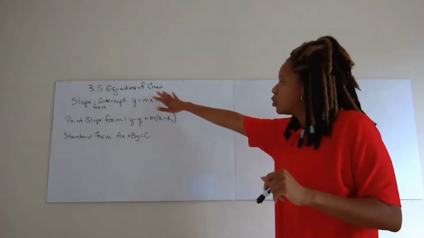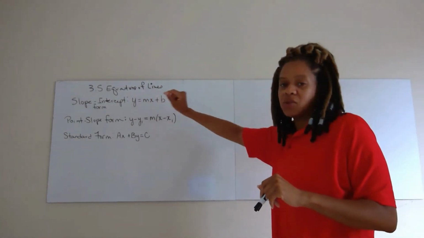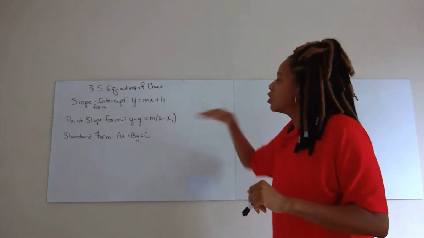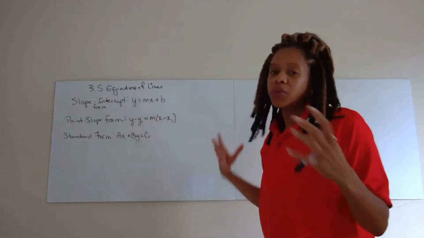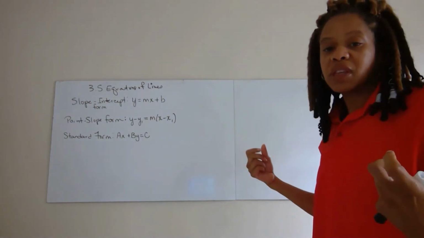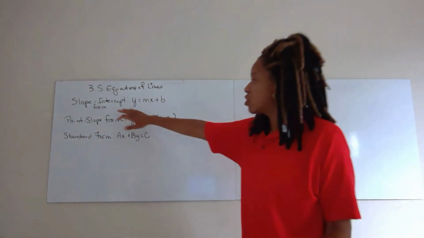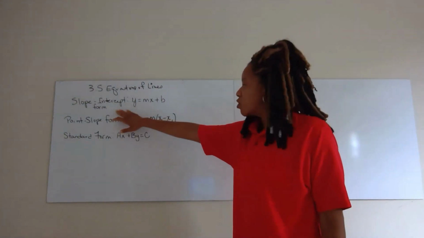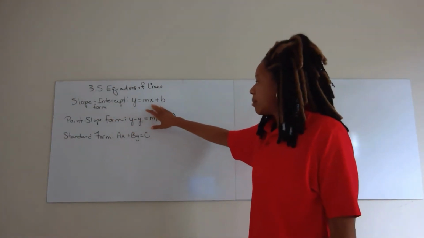Okay, so we're on equations of lines, which is 3.5. So we're looking at what do we know for equations of lines. So there's different forms. In the slope section, we were introduced to slope-intercept form. So slope-intercept form is y equals mx plus b.